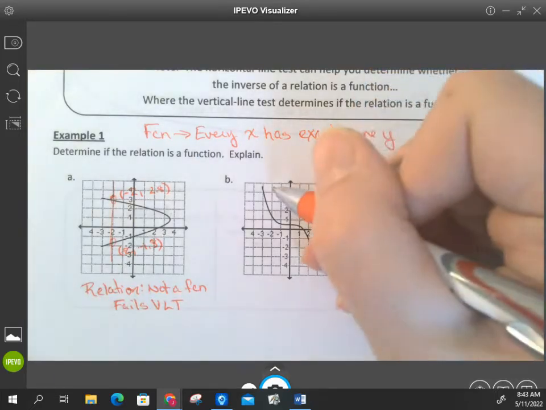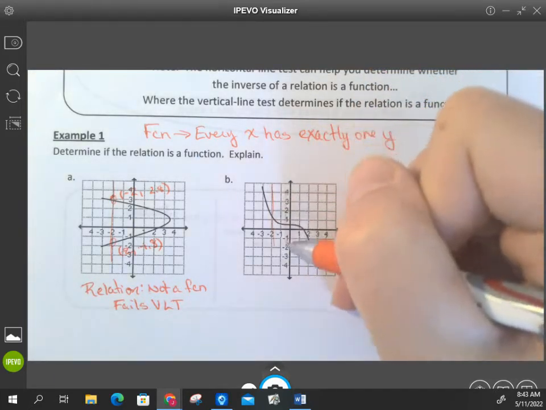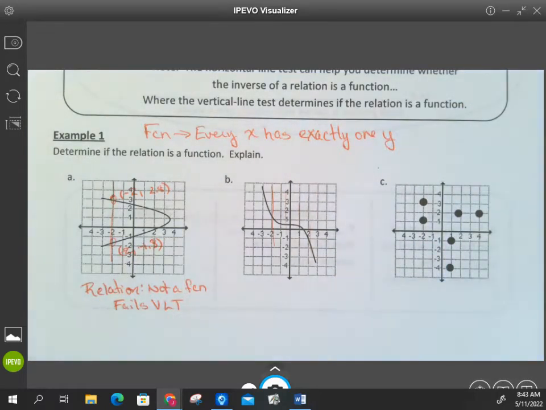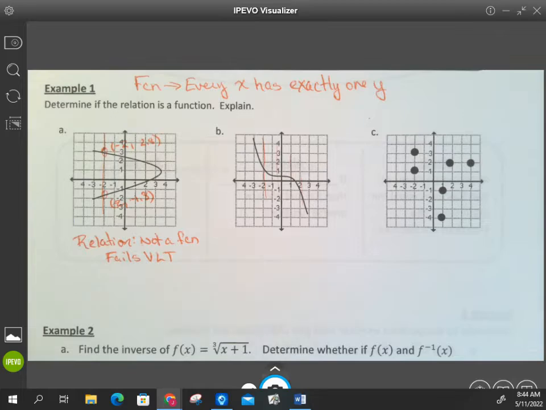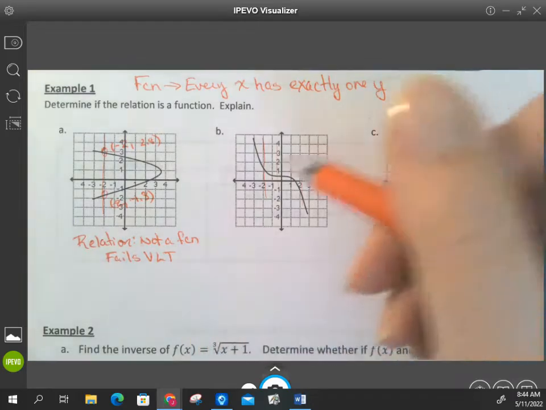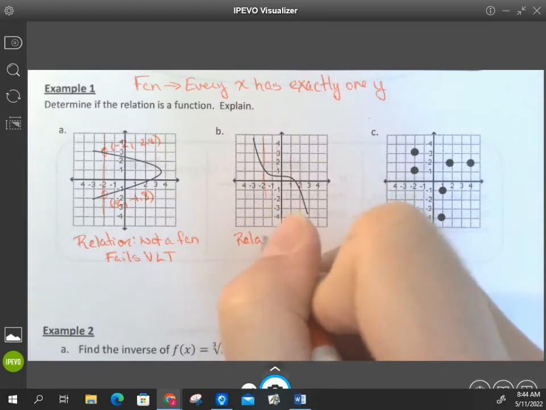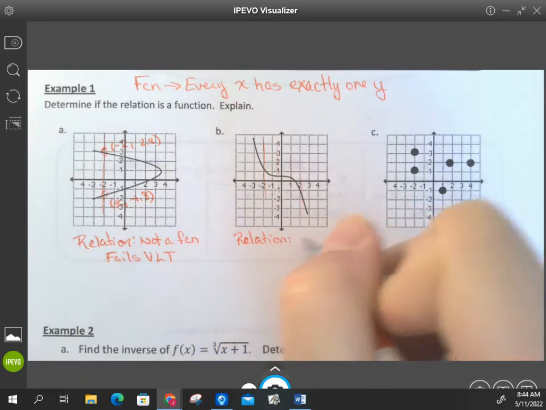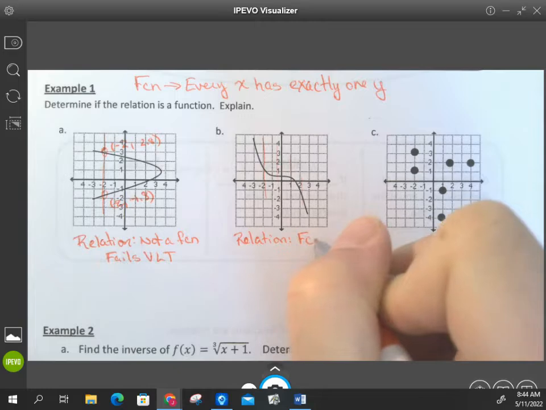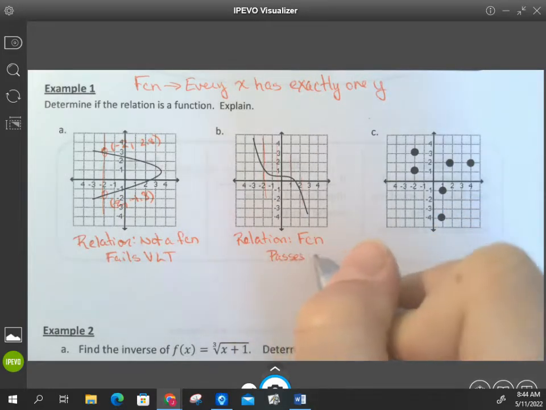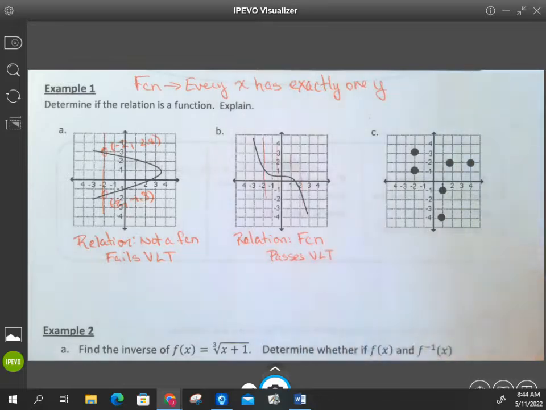Now what about this guy? Are there any vertical lines I could draw that hit more than 1 point? Now, I think no matter what I do, every vertical line passes. So the original graph, the relation, this one is a function. And again, I'm going to abbreviate that FCN. And it passes the vertical line test, which basically tells me every x has exactly 1 y.